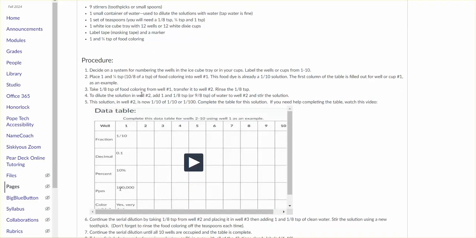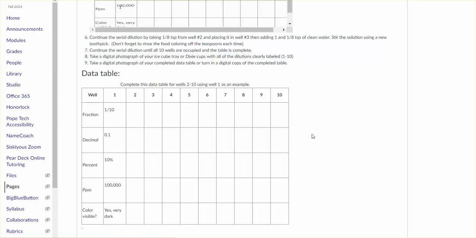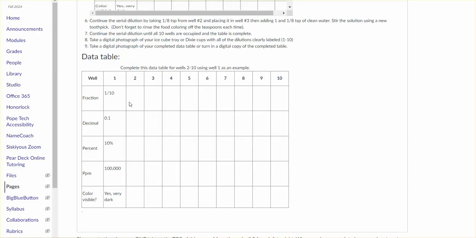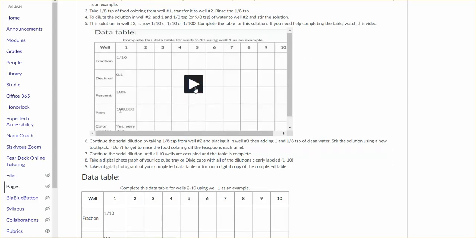You're going to follow these instructions to make weaker and weaker solutions of the food coloring. As you do that, you're going to fill out a data table that tells us the fraction of molecules, the decimal, the percent of dye molecules, the parts per million, and then you're going to answer this question: is the color visible in the cup?